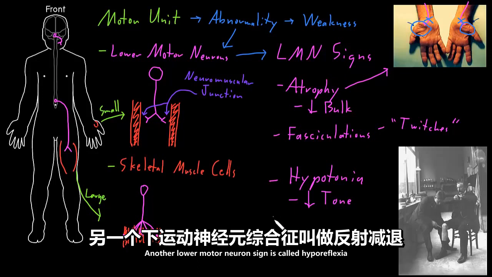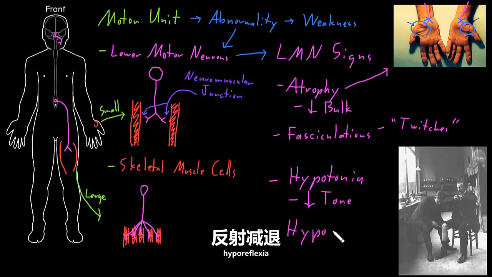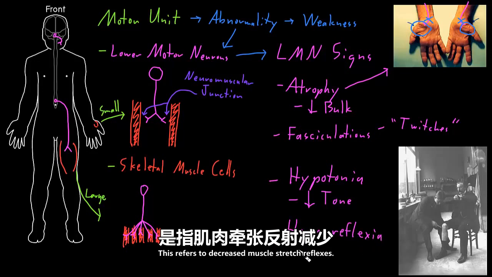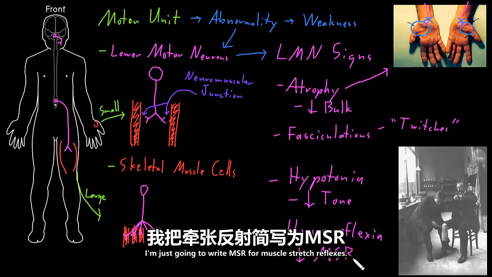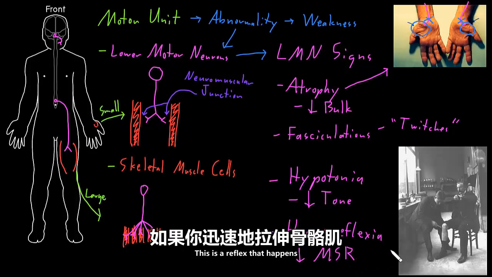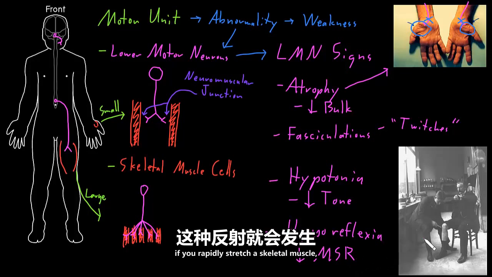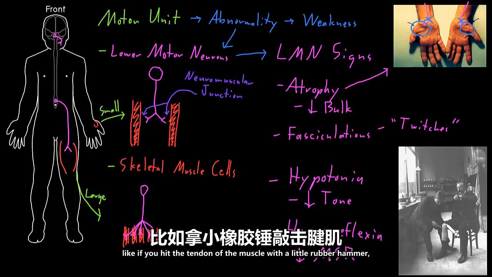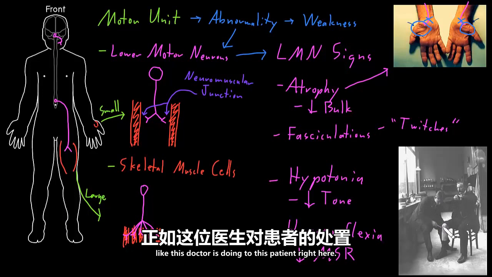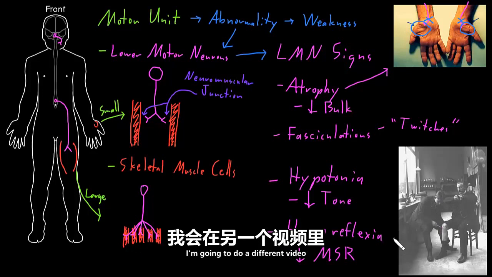Another lower motor neuron sign is called hyporeflexia. This refers to decreased muscle stretch reflexes. I'm just going to write MSR for muscle stretch reflexes. This is a reflex that happens if you rapidly stretch a skeletal muscle, like if you hit the tendon of the muscle with a little rubber hammer, like this doctor's doing to this patient right here. And I'm going to do a different video on the muscle stretch reflexes, so I'll come back to that.